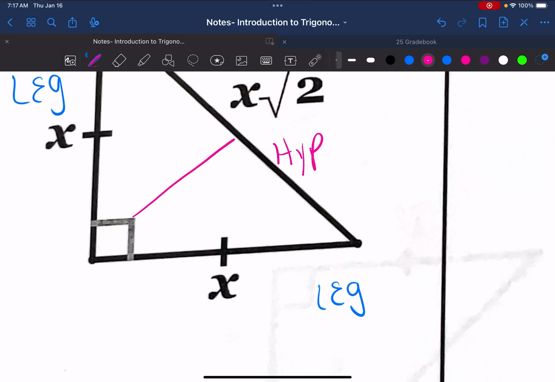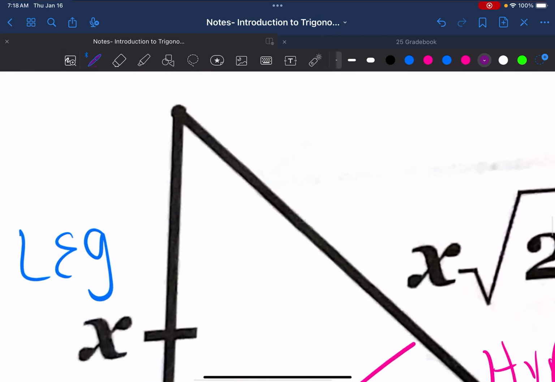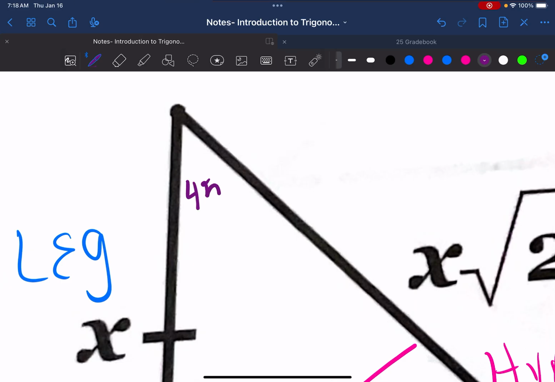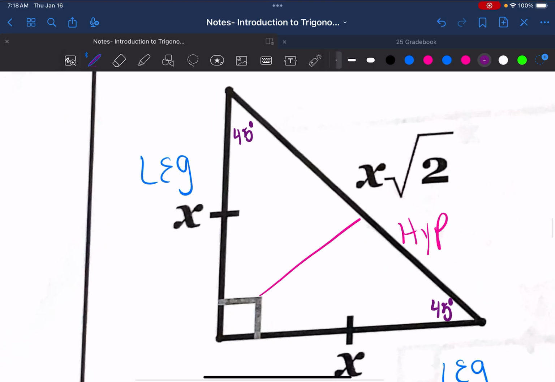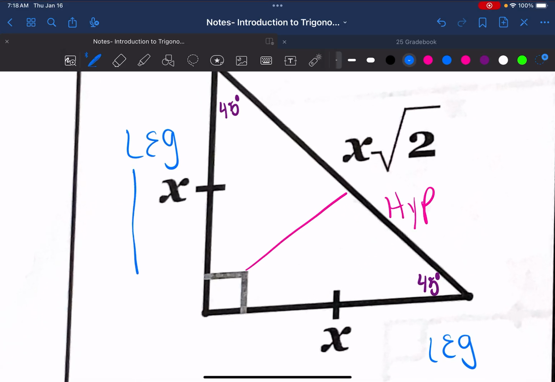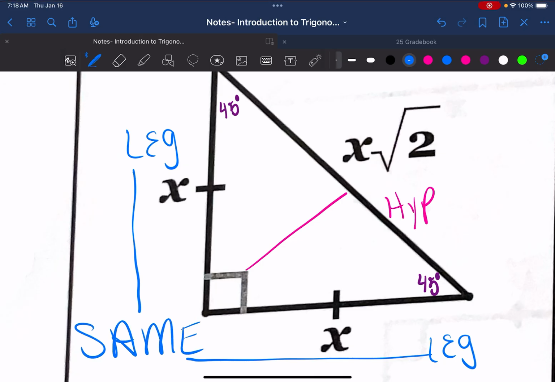When we're working with this 45, 45, 90 triangle, that is telling me that this angle is 45 degrees and this angle is 45 degrees. And of course we have our 90-degree angle. That's how we know what to do. These legs are actually the same length. So if one leg is 10, the other leg is 10. If one leg is 15, the other leg is 15. If one leg is 1,000, the other leg is 1,000.